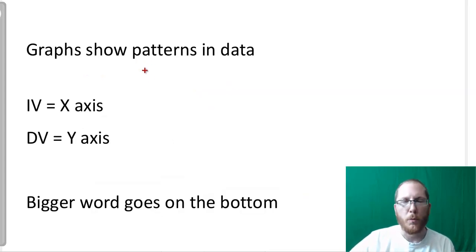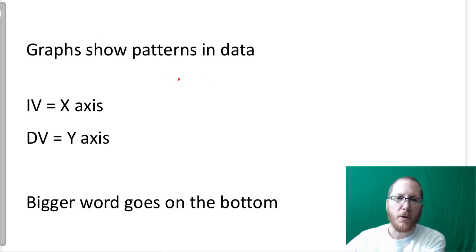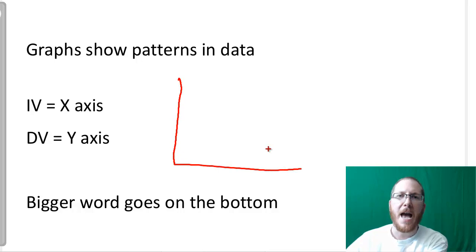Now, having a data table is great, but most people still look at that and say, that's a lot of numbers. I don't want to look at all those numbers. So they're going to want to do something like a graph, because a graph is a way of taking all those numbers and making them easy to look at, easy to see patterns in, easy to process. And so they are going to make some basic axes.